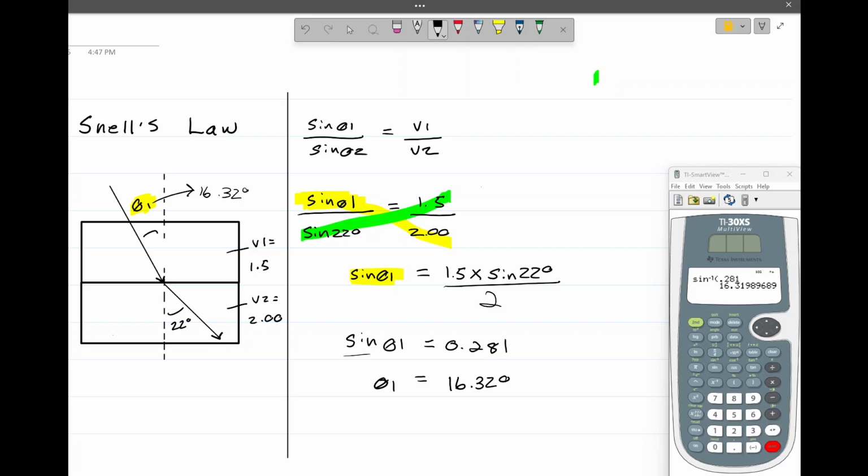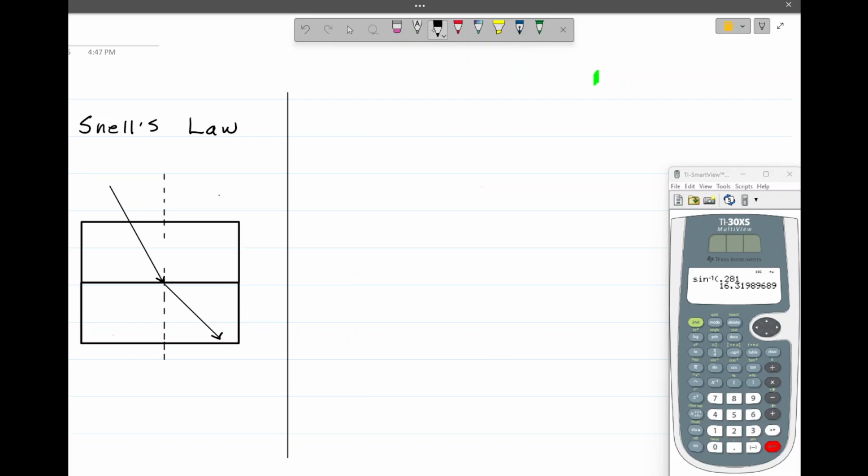Okay, so for this next problem, I'm going to give you angle 1. I'm going to tell you that this is 15 degrees. I'm going to give you the velocity of this material, which I'm just going to say is 200. This is velocity 1. And the velocity of material 2, let's just say it's 350. This is V2. So what I need to figure out here is theta 2. I need to figure out what my refracted angle is.